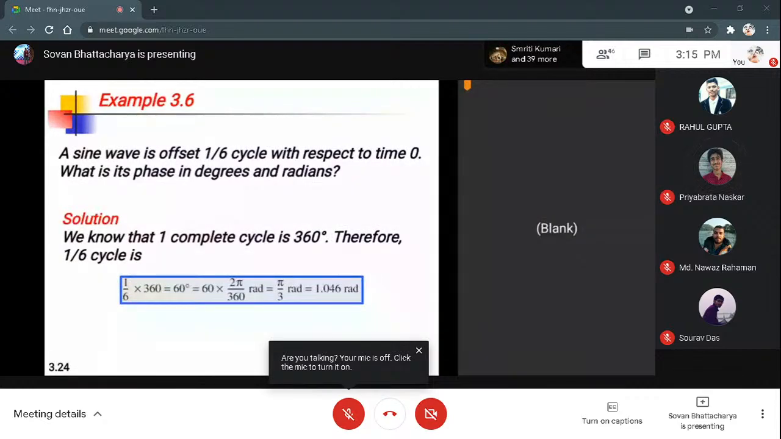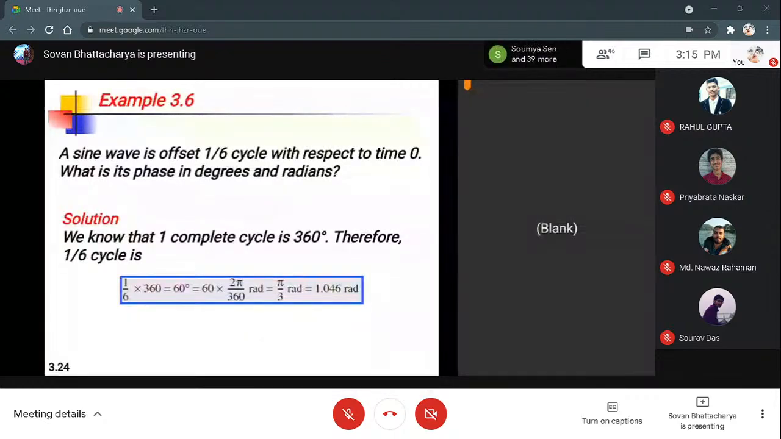Out of a full cycle, I am taking 1/6 of the cycle. The total cycle is 360, so 1/6 of 360 degrees is 60 degrees. Now you have to convert to radians: 2 pi by 360 times 60, which is pi by 3. If I put the pi value as 22 by 7, I get 1.046 radians. You calculate this.